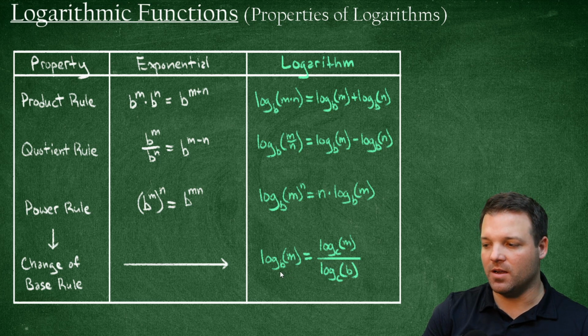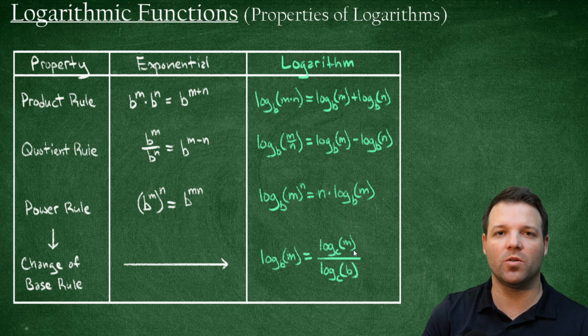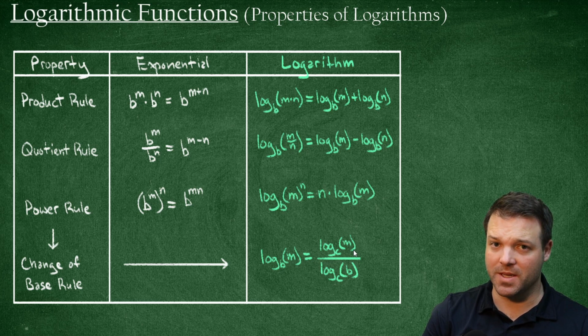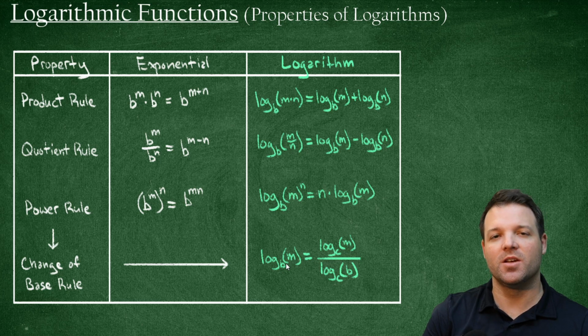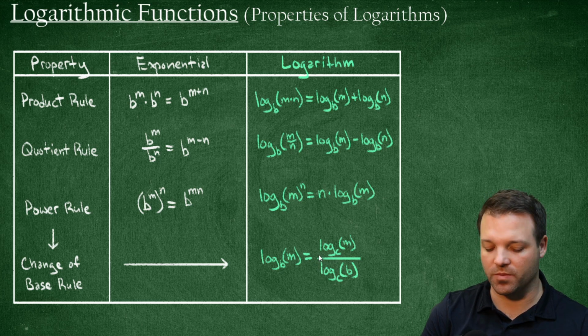So let me just repeat that. Log base b of m is equivalent to log base anything of m divided by log of that same base of b. Now you can prove this, but this can be really important because on calculators, typically we only have the common base, which is base 10, and the natural base, which is base e. So what happens when you want to solve some kind of logarithm with any other base? Well, you would actually have to use the change of base formula, or rule.